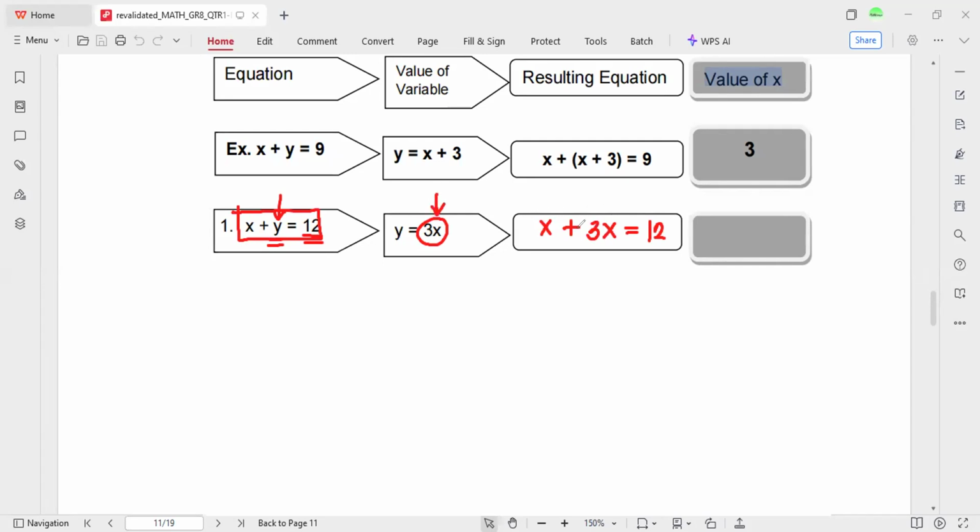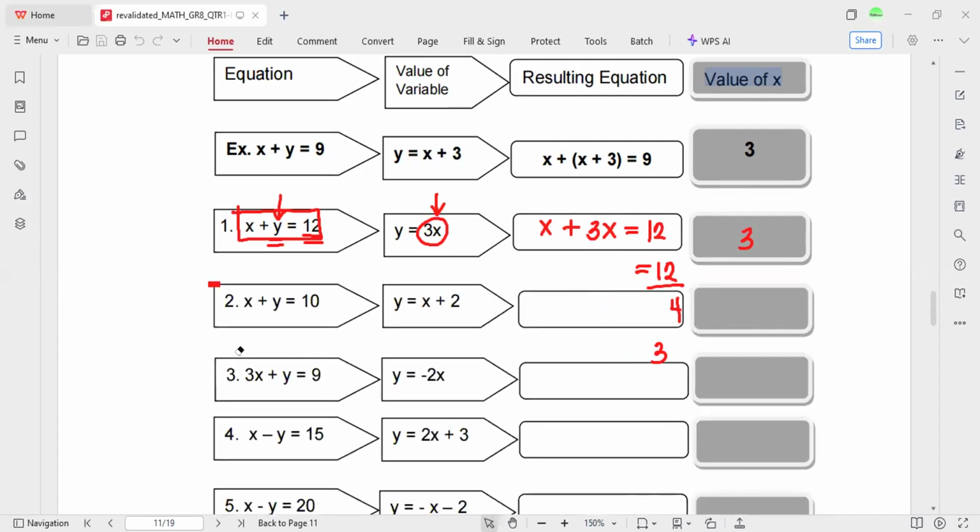And then after that, we have to solve this the same way on how you're solving a linear equation. So first is to combine like terms. We have x plus 3x, that is 4x equals 12. To find the value of x, divide both sides by 4. So we got x is equal to 3. The value of x is 3.